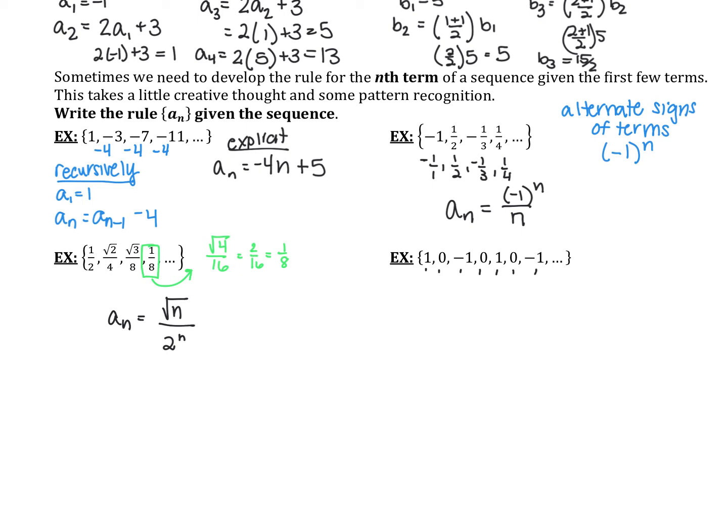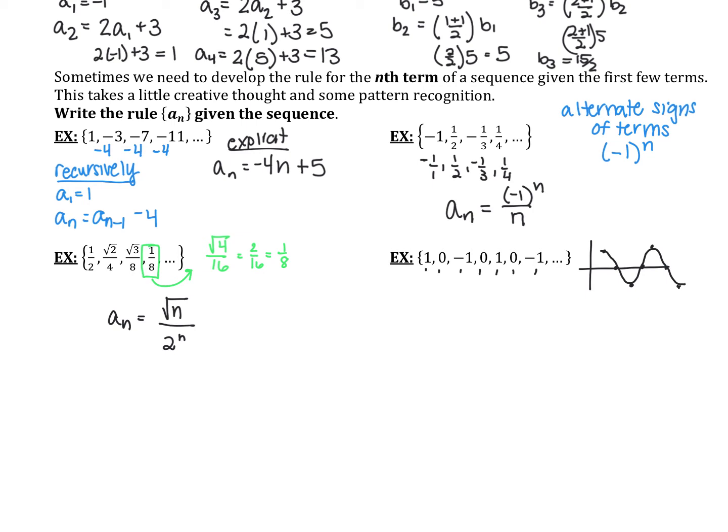If we were to look at this, it might look like this. The first term is 1. The second term is 0. The third term is negative 1. The next term is 0. Then positive 1. Then 0. Then negative 1. What sort of function do you know that looks like this?